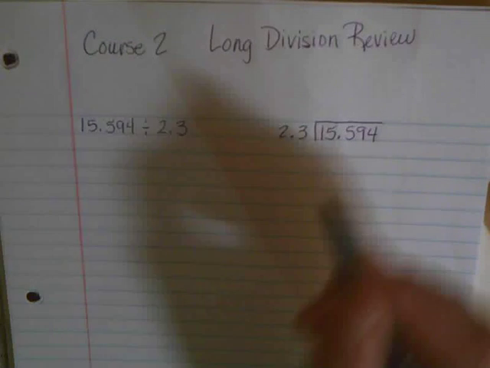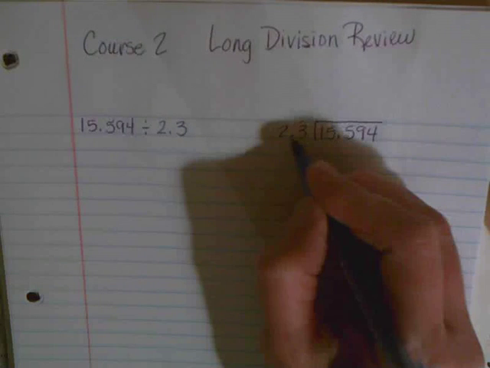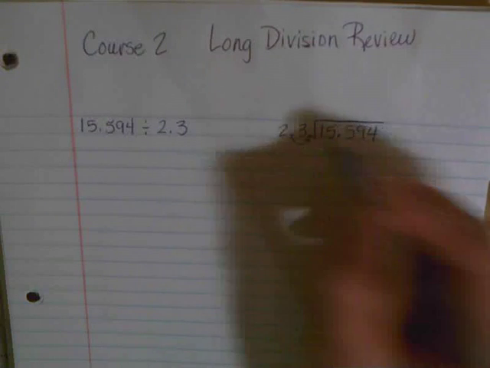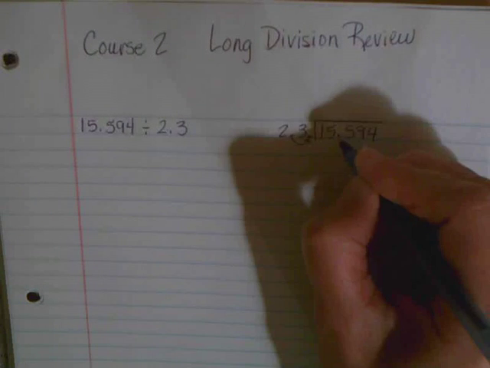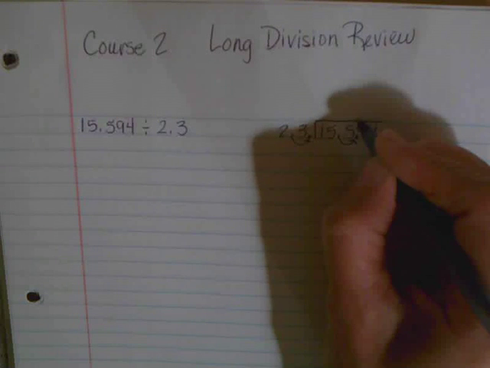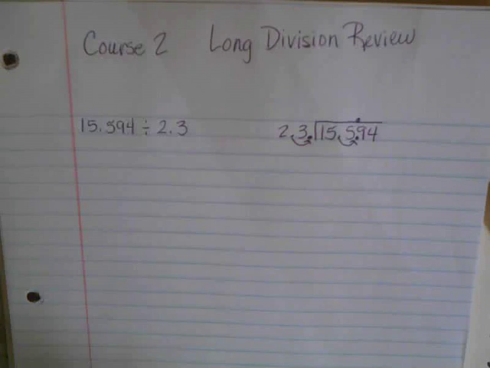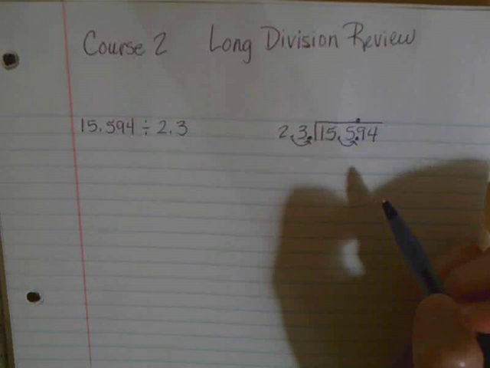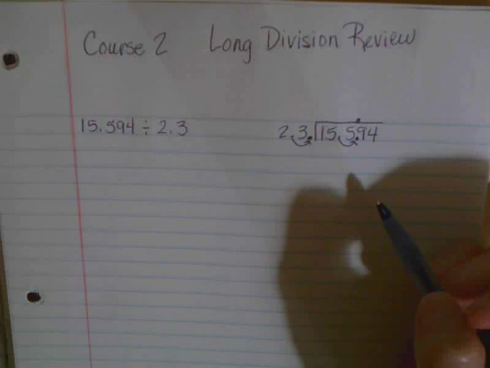All right, now remember we need to have a whole number as our divisor, so we move our decimal point in this case one place to the right. We must treat each number equally, so we multiply by 10 or move our decimal point one place to the right there as well. That's the new home for the decimal point. Now I go to dividing.